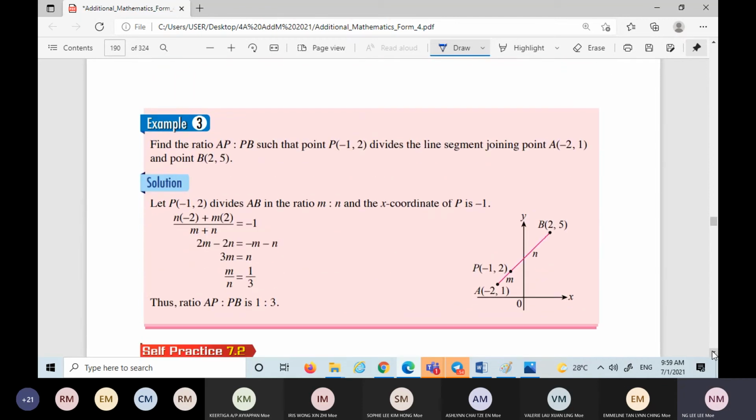Look at this example. They want you to find the ratio AP to PB, such that the point P divides the line segment joining point A and B. So P is the internal point. If you draw this following the Cartesian scale, you will know that your M should be smaller than the N.